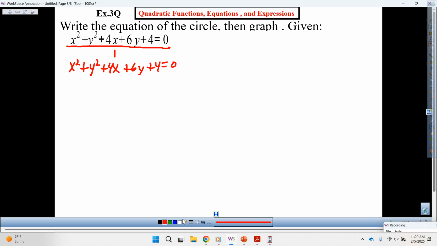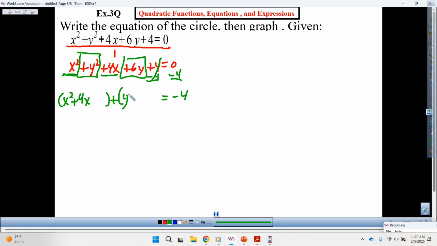From there, we eliminate the constant. What is the constant? Plus 4, so we subtract 4 from both sides. On the right side, we have negative 4. On the left side, this is where we group the x's together and the y's together. So let's start with the x's. We have x squared and 4x. You put them in parentheses. Leave an empty space. Plus. From there, you group the y's. We have a y squared and a 6y. And leave an empty space.